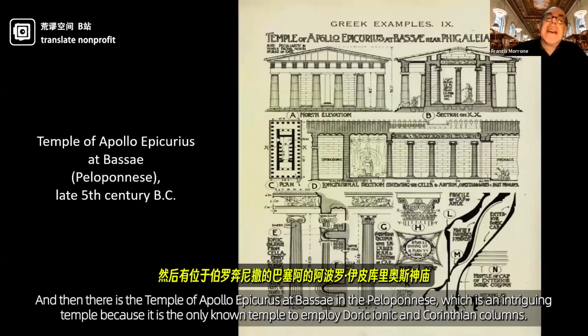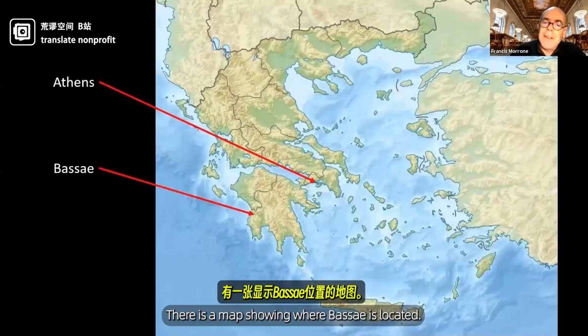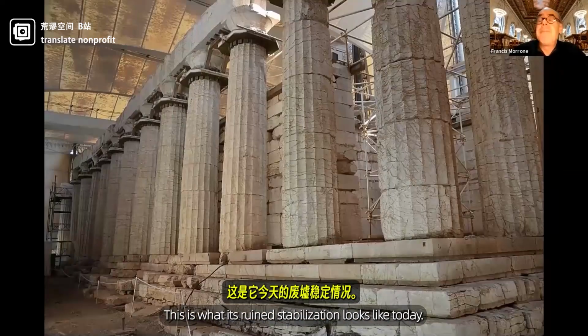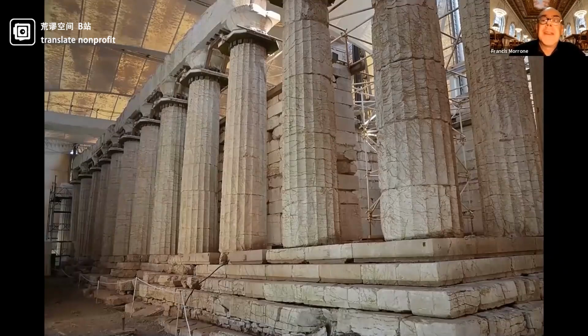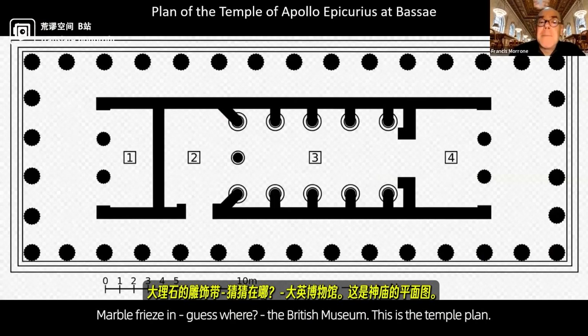And then there is the Temple of Apollo Epicurius at Bassae in the Peloponnese, which is an intriguing temple because it is the only known temple to employ Doric, Ionic, and Corinthian columns. There is a map showing where Bassae is located. This is what its ruin stabilization looks like today. Marble frieze in, guess where? The British Museum. This is the temple plan.